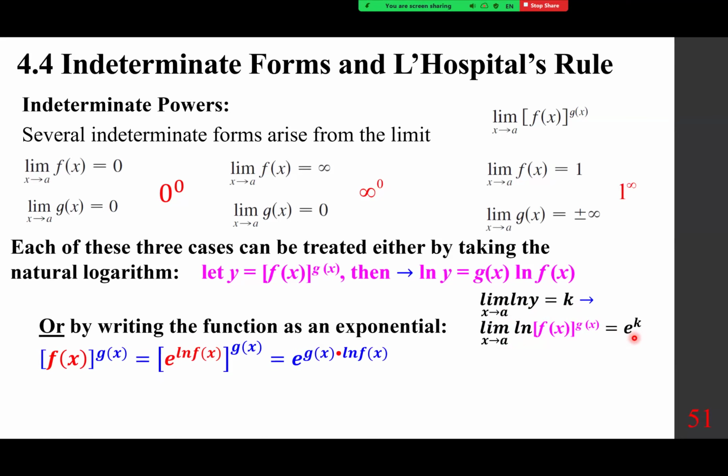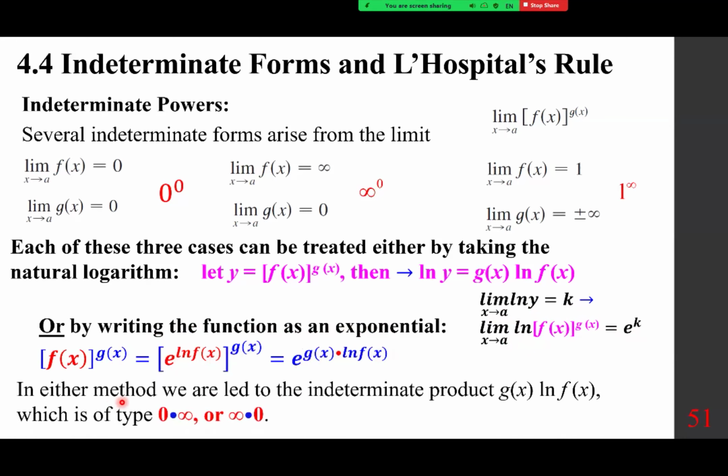Or by writing the function in exponential form. You can write this as e to the power of ln of f of x to the g of x, so it becomes e to the power of g of x times ln of f of x. In either method, we are led to the indeterminate product of g of x times ln of f of x, which is of type 0 times infinity or infinity times 0. So we have to tackle those types of problems as well. Let's look at an example.